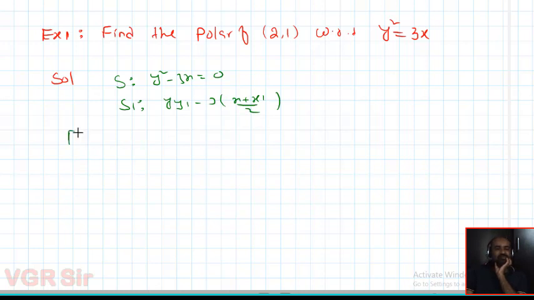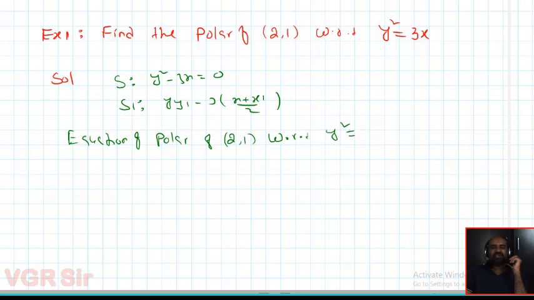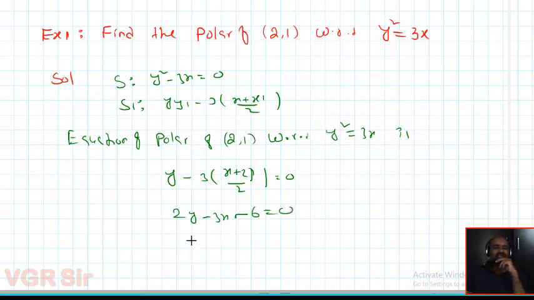So directly I can write the equation of the polar of (2, 1) with respect to y square equal to 3x is y minus 3 times (x plus 2) by 2 equal to 0, or you can say 2y minus 3x minus 6 equal to 0, or in other words I can say that 3x minus 2y plus 6 equal to 0 is the equation of the polar. Important note.